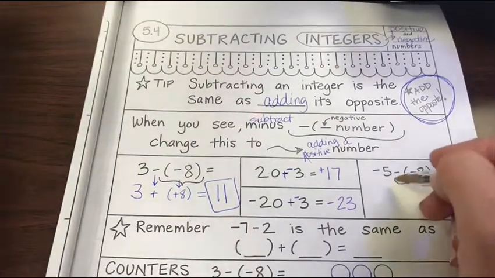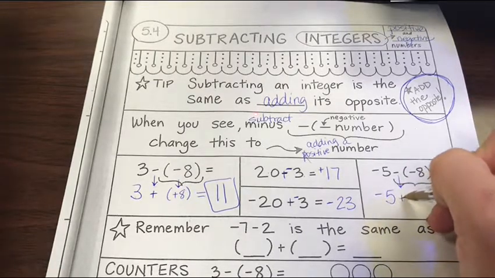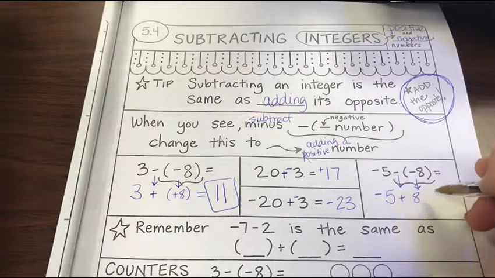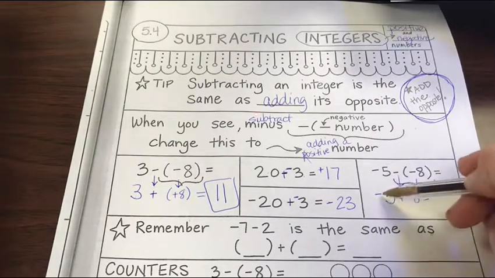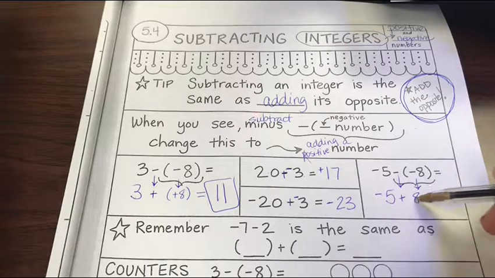Okay, so let's look at this one. Negative 5, and I'm going to add the opposite. So the opposite of negative 8 is positive 8. So now look, I have a negative and a positive. I can't combine these and say that that's 13. They're not the same counter. They're not the same sign.